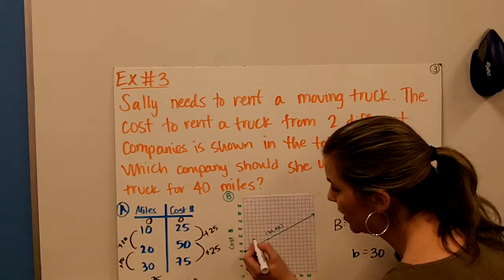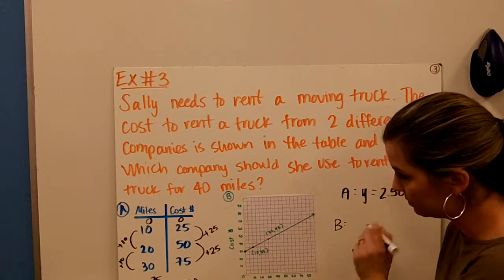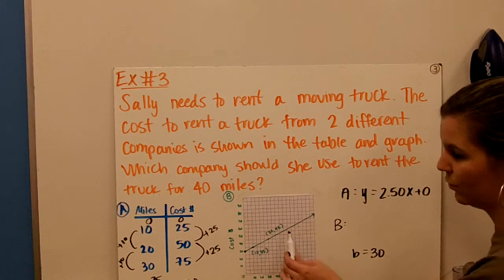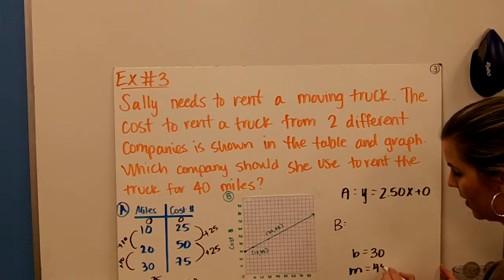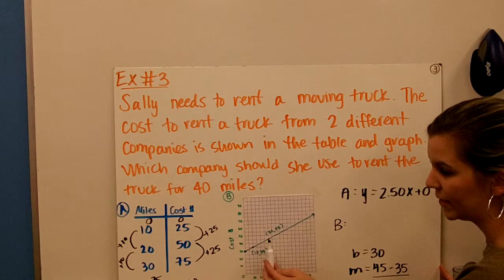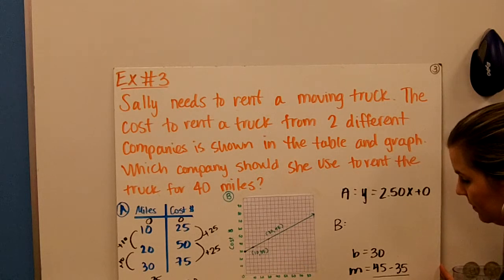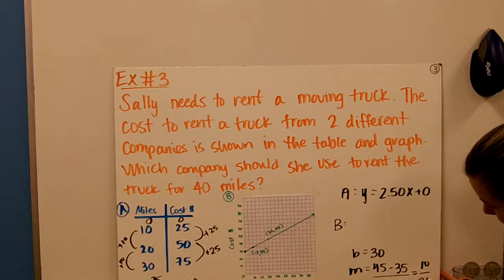And we can draw a slope triangle, or we can use the slope formula. Let's refresh on using the slope formula. We subtract our y's, 45 minus 35. And we subtract our x's, 30 minus 10. 45 minus 35 is 10. 30 minus 10 is 20. And 10 divided by 20 is 0.5, or 1/2.